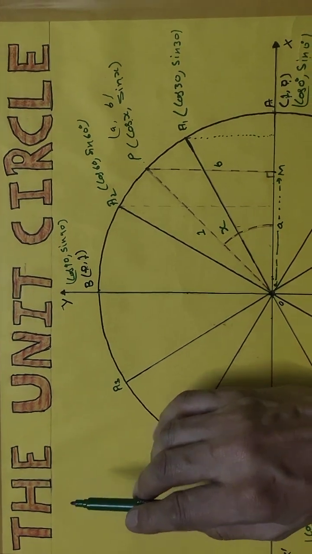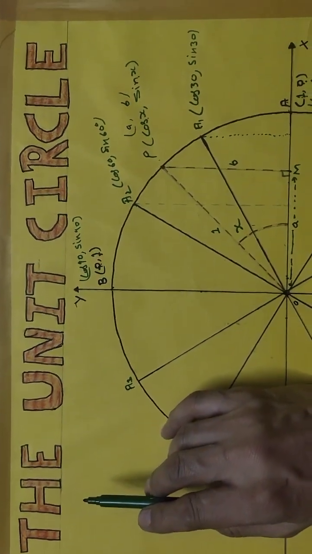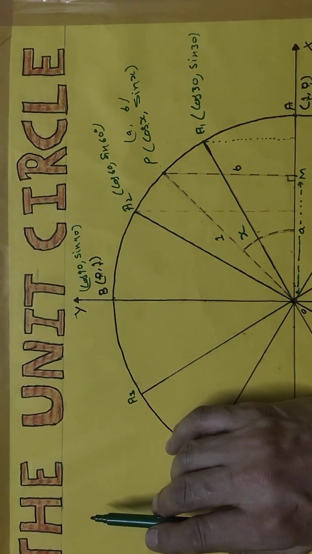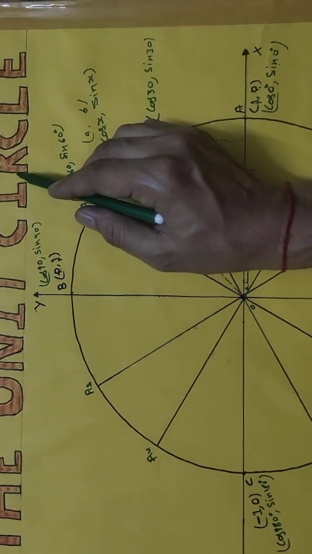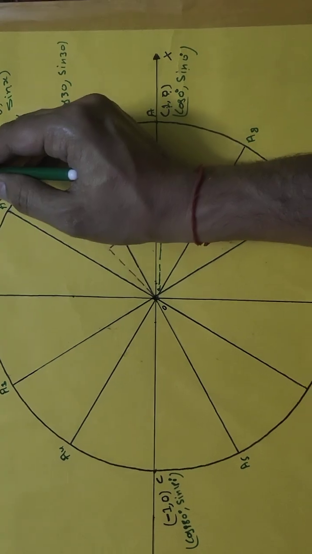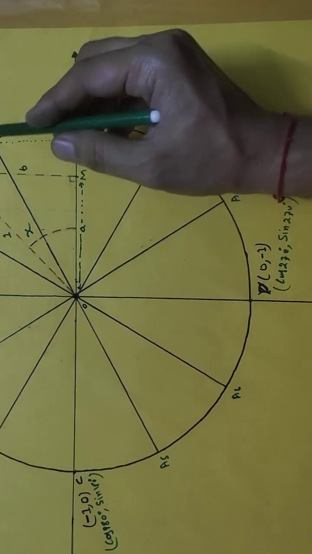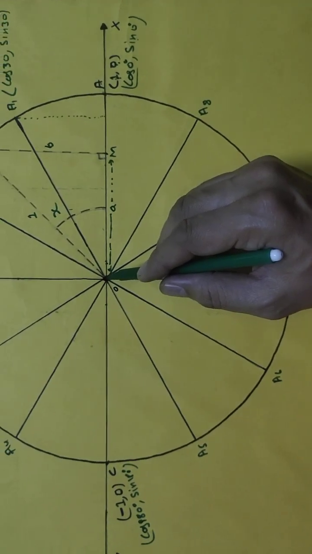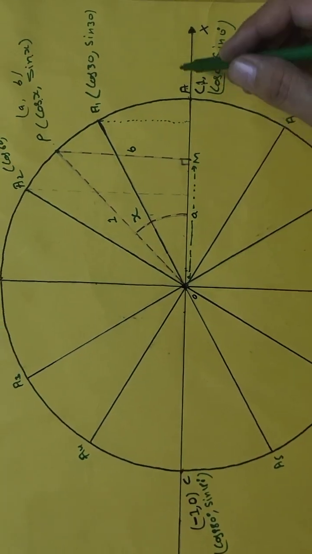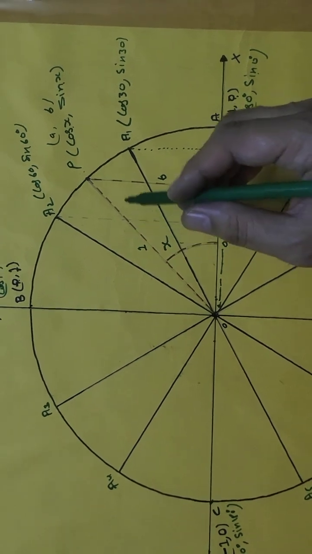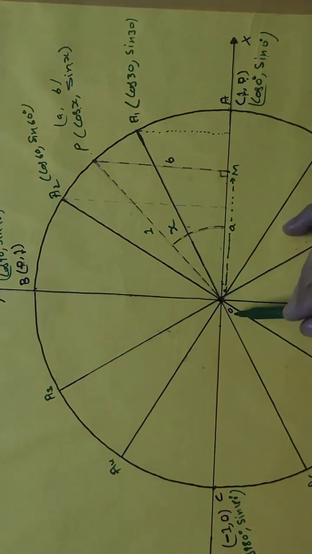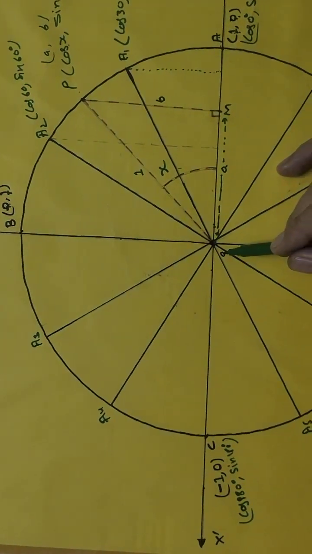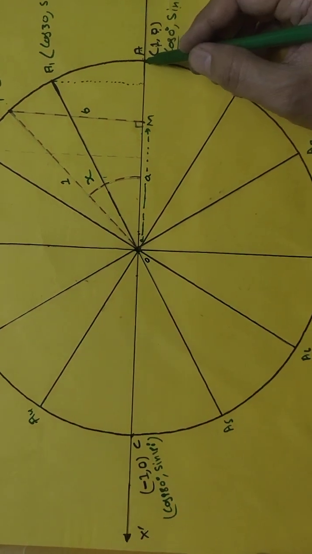Hello students, today I will describe the model of unit circle. So what is unit circle? It means a circle whose radius is 1. So we have drawn here a circle whose center is origin and radius is 1.